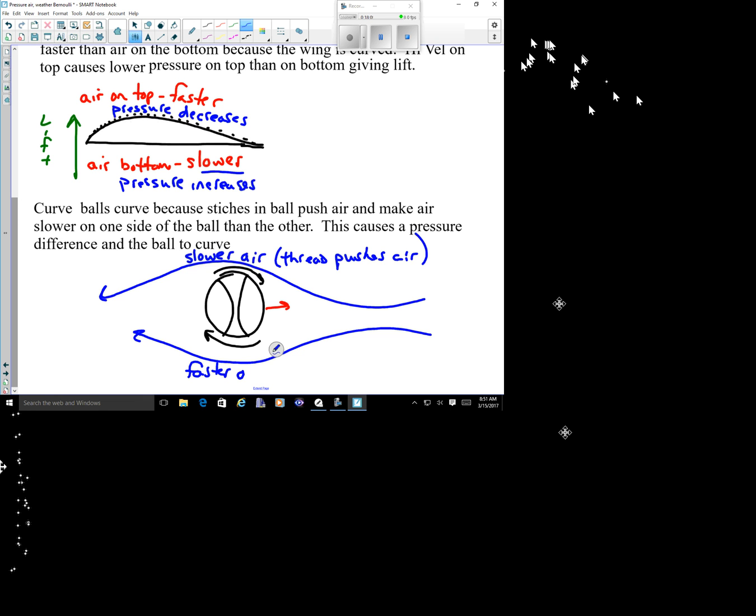Think about Bernoulli's principle here. If you have faster air, that means lower pressure. If you have slower air, that means high pressure. High pressure always pushes into low pressure. So what's that ball going to do as it goes through the air? It's going to get pushed down, and so now you have a sinker.